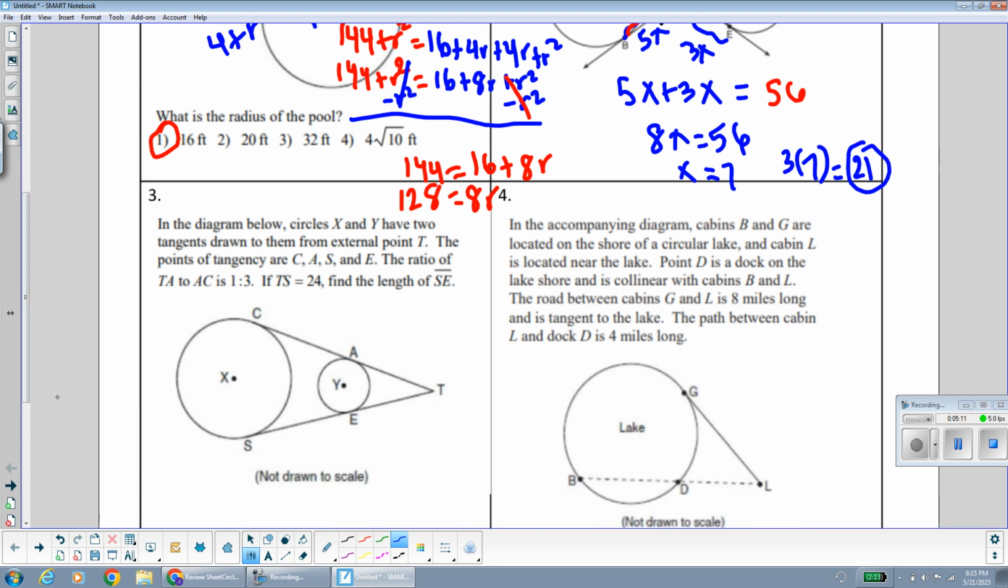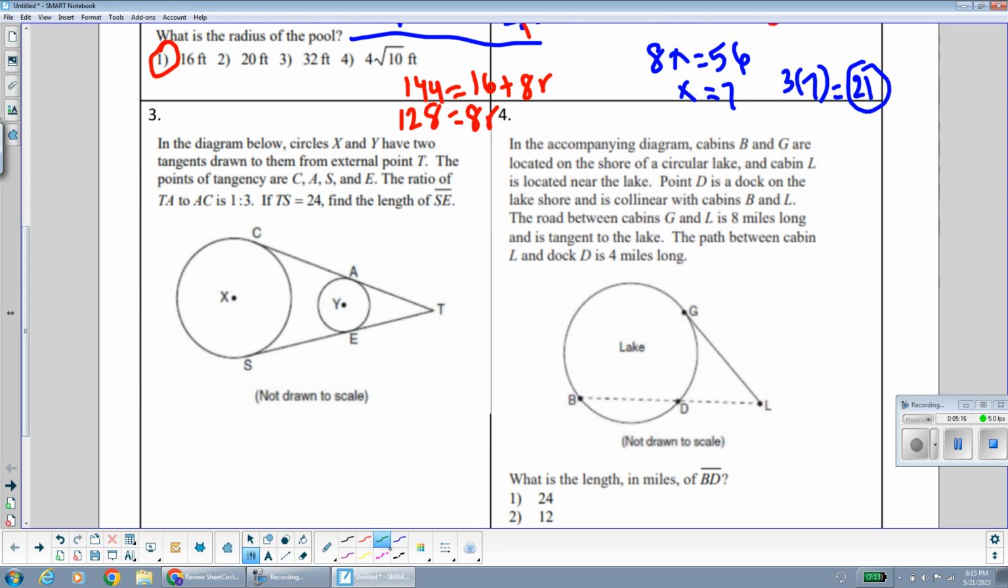Moving along. Here, we have more tangents to the circle. So circles X and Y have two tangents drawn to them from point T. So since TC and TS are both tangent to circle X and come out of the same point, these whole tangent lines should be congruent to each other. And since TA and TE are both tangent to circle Y, and they both come out of the same point T, they should be congruent to each other.